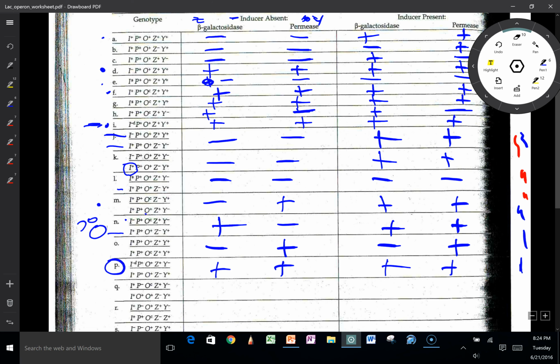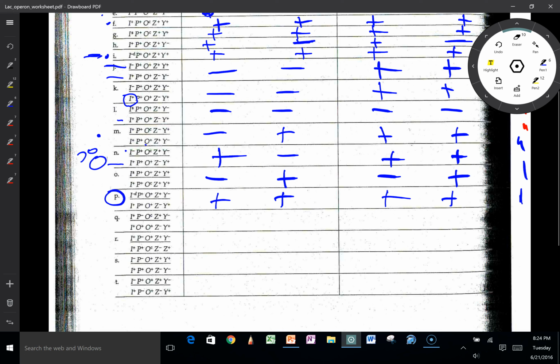The next couple are kind of messed up. So Q and R are messed up a little bit because this has two operators and this has two Z's. So let's not worry about Q or R. But now let's look at S.